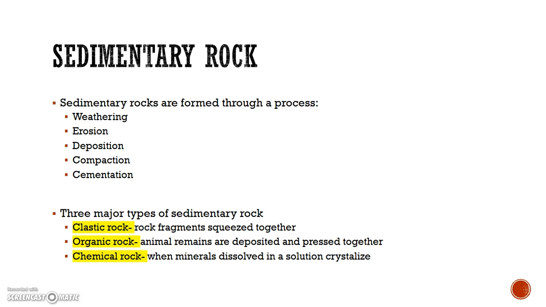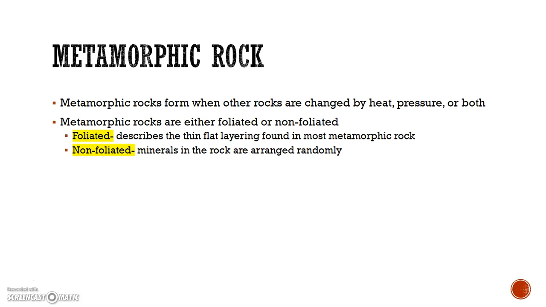Sedimentary rocks are formed through the process of weathering, erosion, deposition, compaction, and cementation. We talked about these a little bit when we talked about beach erosion. And there are three major types. There is clastic rock, where they're squeezed together, organic rock, which is basically animal remains or plant remains, and chemical rock, which is when minerals dissolve in a solution and make crystals. And later on this week, we are probably going to do a chemical sedimentary rock when we make the crystals.